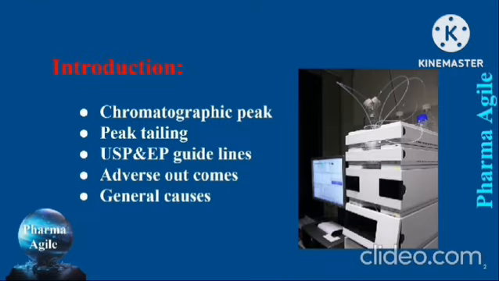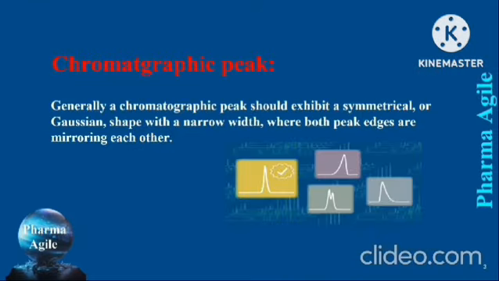Let's start this session. What is a chromatographic peak? Generally, a chromatographic peak should exhibit a symmetrical or Gaussian shape with a narrow width, where both peak edges are mirroring each other. I will give you a clear explanation. If we draw a line vertically in the middle of the peak, then the two sides are the same with a narrow width, and both peak edges are mirroring each other. That is called a good chromatographic peak.